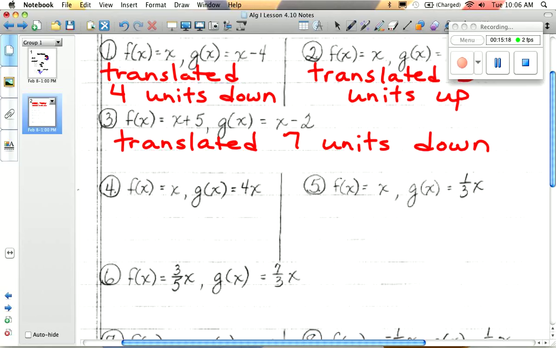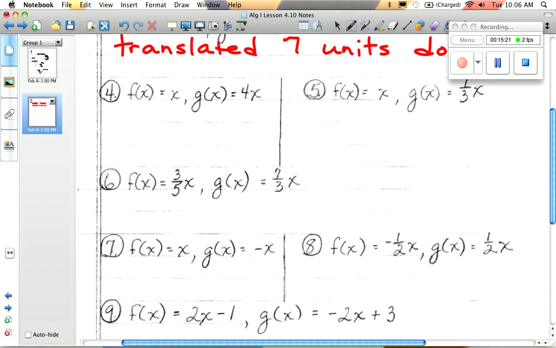Okay, so think you got the translation part down? Yeah? Okay. Number 4. F of x is x. G of x is 4x. The slope changed. It's a rotation then. So when we talk about a rotation, we have to talk about 2 things. What did it rotate about? Now it always rotates about the y-intercept. Okay? So it rotated, in other words, only one point stays fixed. And that point that stays fixed is the y-intercept. It's got to turn on some point, right? It doesn't move over, it doesn't do any sliding, so it's got to turn on one point.